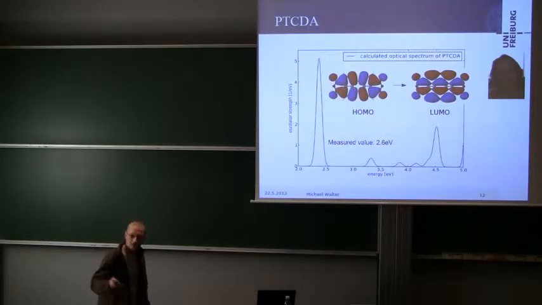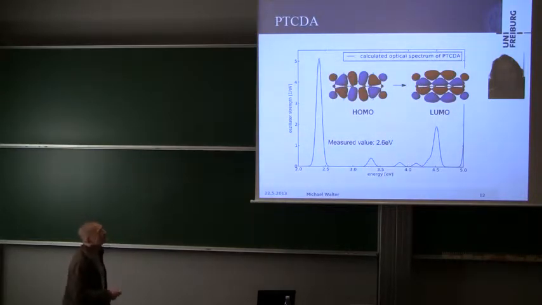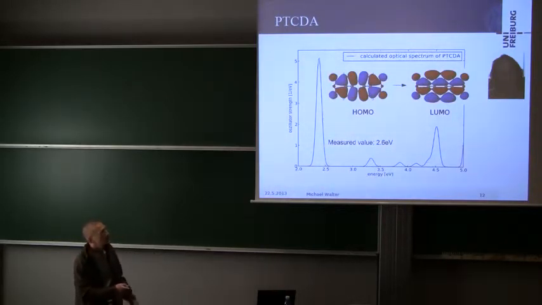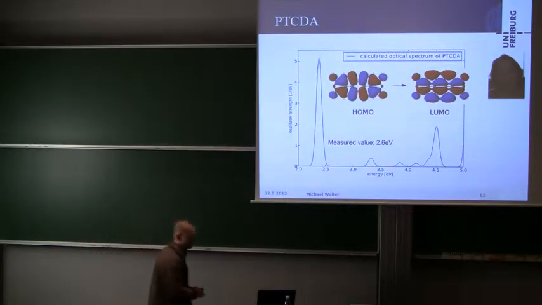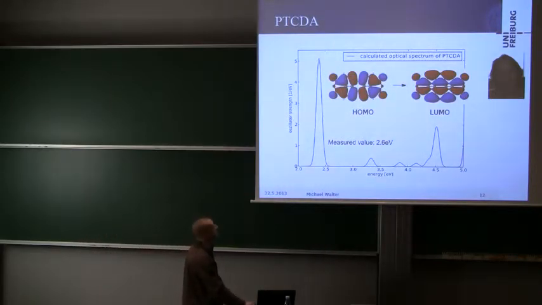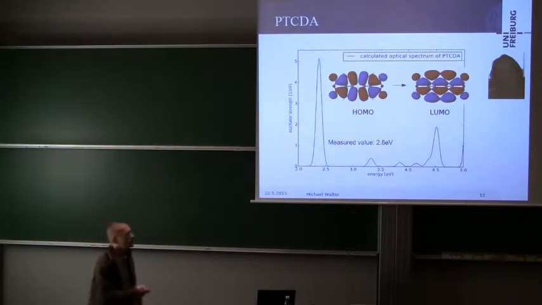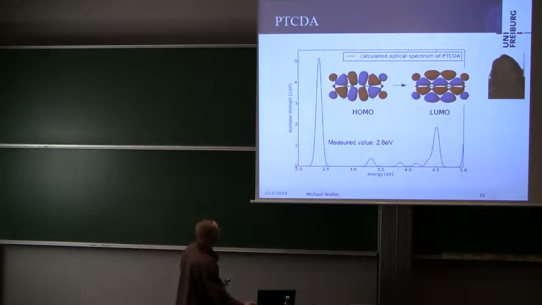Just for Angel, maybe I look at whether it's converged, and this is converged with the number of holes and electrons that I take into account. Usually it converges quite well for the first excitations, and one can test it quite easily by using the Casida matrix. But anyway, it's wrong because we have 2.4 electron volts here, and the measured value is 4.6. But this is TDDFT with PBE.